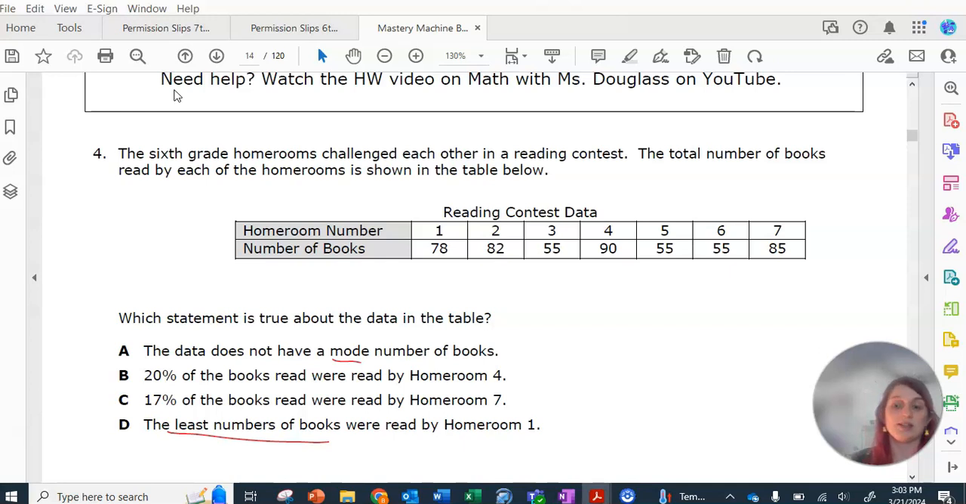If we eliminate both of those, then we can go calculate our percentages. To find a percent, we need a part. So in B, the part is the number for homeroom 4. In C, the part is the homeroom 7 number. And we need the total, so you need to find the total number of books read by everybody. Add them all up to get your total. And then, hint, it's going to be bigger than 100. Then you'll have to simplify to see if your fraction simplifies to 20 over 100 or 17 over 100.